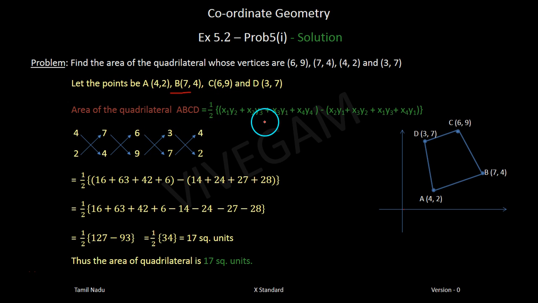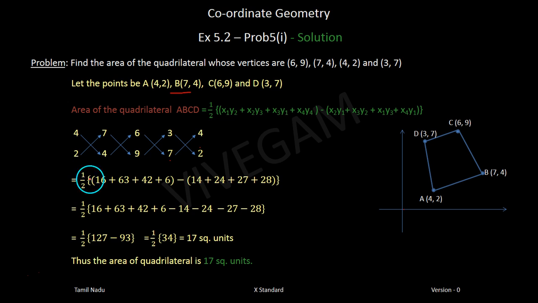Now the area of the quadrilateral is given by this formula, and this formula is represented pictorially here. This is x1, y1, x2, y2, x3, y3, x4, y4, and then x1, y1 again. We know the 4 points. x1, y1 is 4 and 2. x2, y2 is 7 and 4. x3, y3 is 6 and 9. x4, y4 is 3 and 7. And this column gets repeated. Now all you need to do is simplify it.